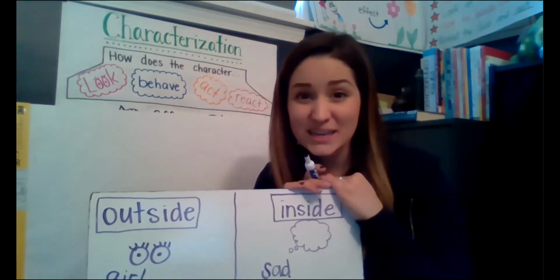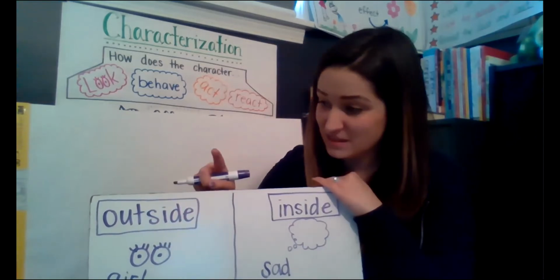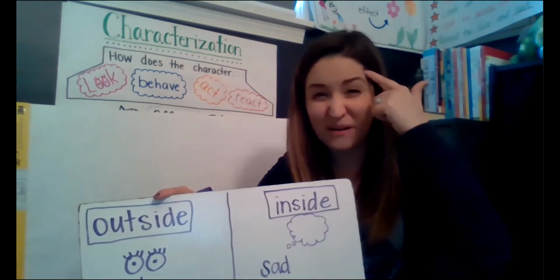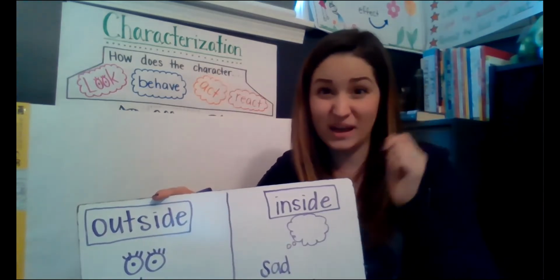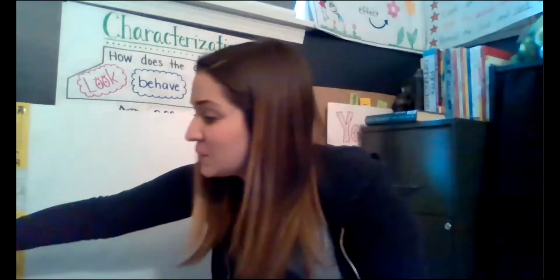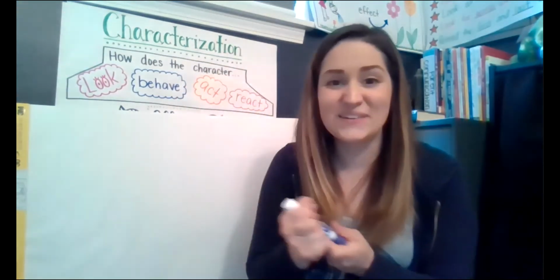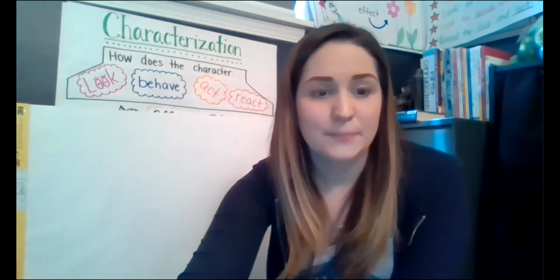So when we look at the peddler, I want you to think about what does the peddler look like on the outside? We can see that. And then think about how he is on the inside. Okay, let's get started. Remember, we're working on character traits. So I will show you my screen and we're going to read Caps for Sale.